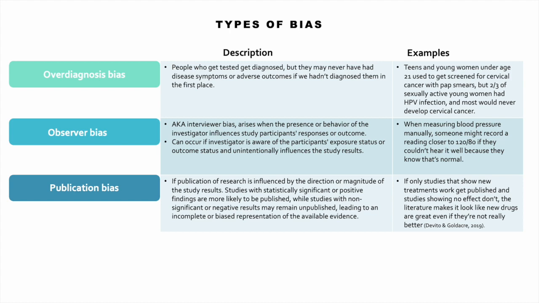An example of observer bias when measuring blood pressure would be if you can't quite hear the systolic and you think, maybe it was about 120, because in your head you know that 120/80 is normal, so you might accidentally bias your reading based on what you think the result should be.